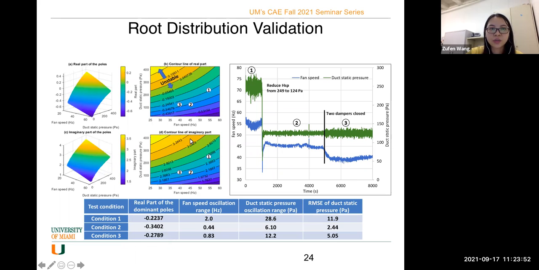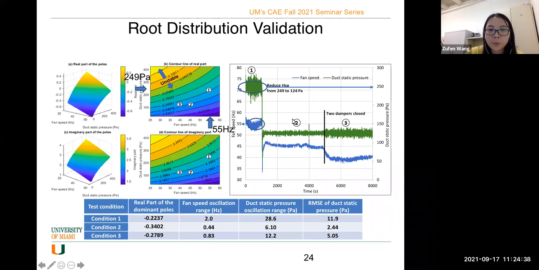To validate the root distribution, we conducted experimental tests in the air handling unit introduced before. Here, there are three operation conditions marked on the root distribution. At condition 1, we have higher duct static pressure and higher fan speed. Then, to generate operation condition 2, we decrease the set point of the duct static pressure. And for condition 3, to generate lower fan speed, two dampers are closed here.